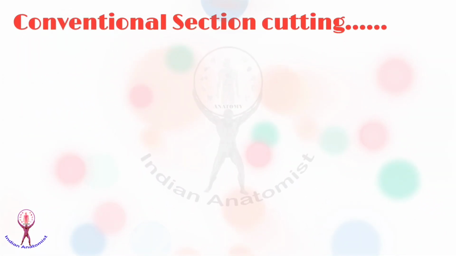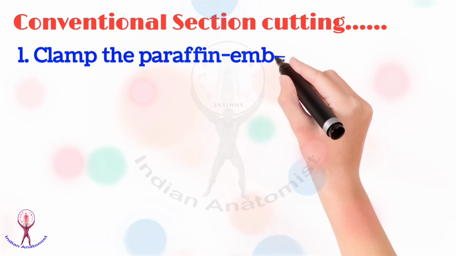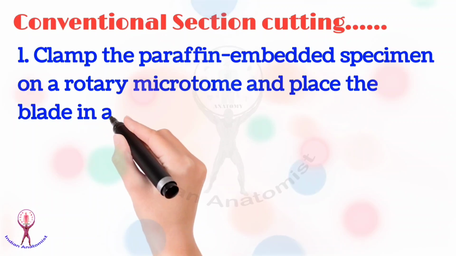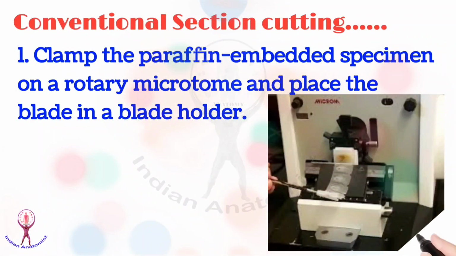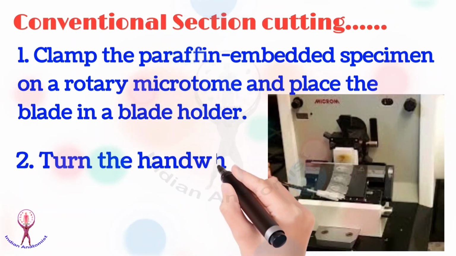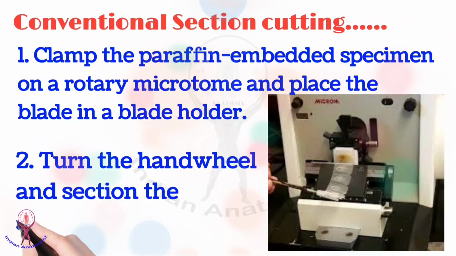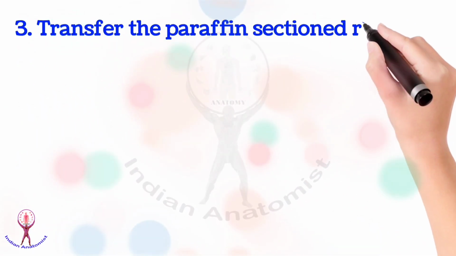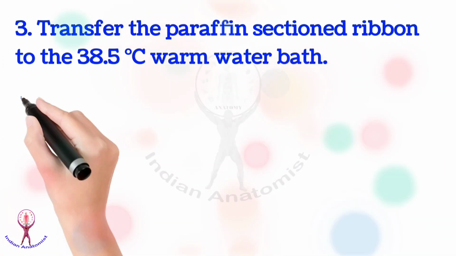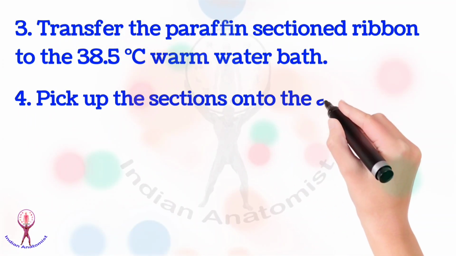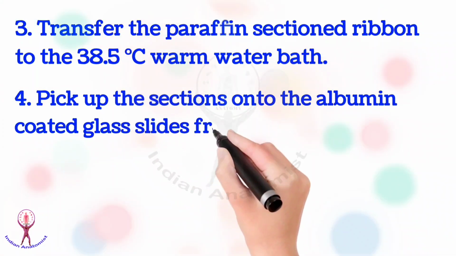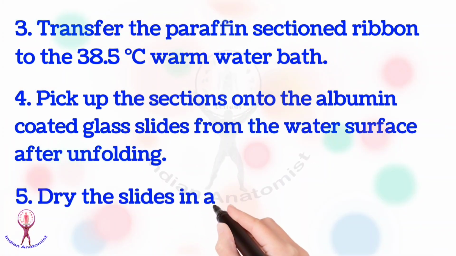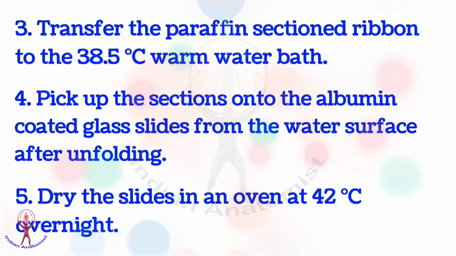Now everything is over. What is next? In conventional section cutting using a rotary microtome, first, clamp the paraffin embedded tissue on a rotary microtome and place the microtome blade in the blade holder. 2. Turn the hand wheel and section the specimen. 3. Transfer the paraffin section ribbon to the warm water bath whose temperature is 38.5 degrees centigrade. 4. Pick up the section onto the albumin-coated glass slides from the water bath after unfolding or absence of wrinkles.